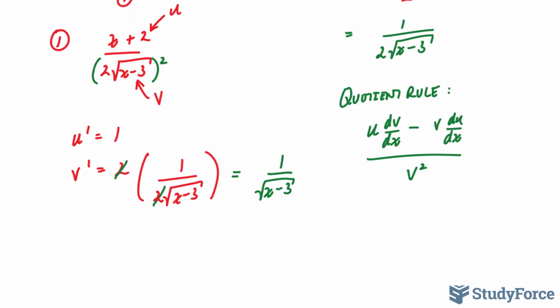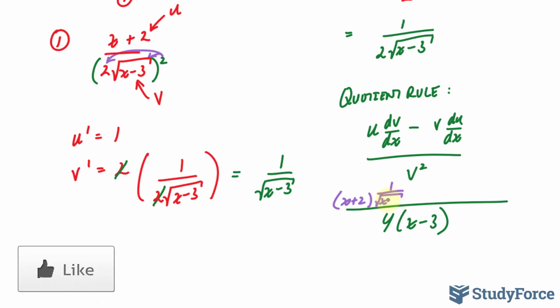Now that we know what it is, my v was 2 times the square root of x minus 3 to the power of 2. That becomes 4 times (x minus 3). Because if we distribute this 2 to the 2 and to this, we end up with 2 to the power of 2 is 4, and the square root of x minus 3 to the power of 2 is x minus 3. We know what u is. This part is x plus 2. We know what dv over dx is, and we found it to be 1 over the square root of x minus 3.